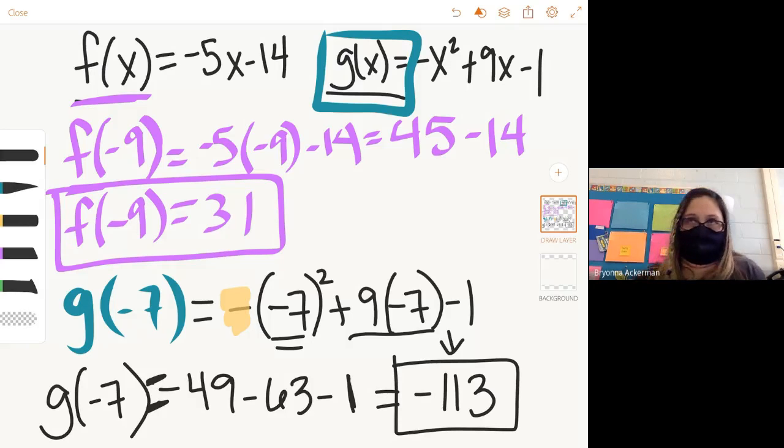Are we okay with these ones? Because it does get a little trickier in a minute. So I don't want to add to it until you guys feel like you have this one. So all we've done is we're replacing x with whatever's given. And then you know what function to use based on the letter, right?